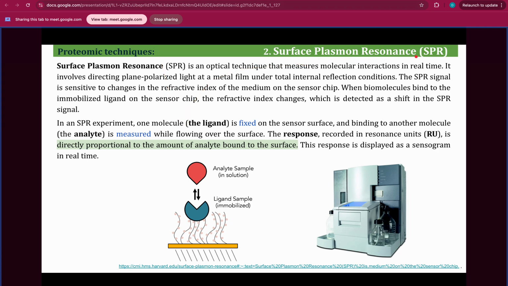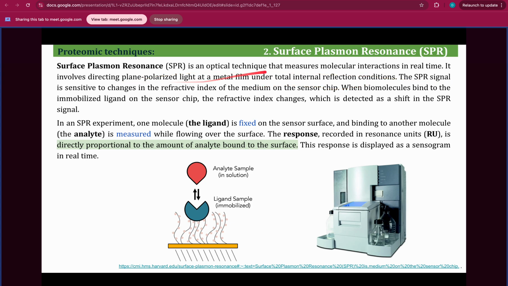As we previously discussed, this is for protein-protein interaction analysis, and what happens is there is a change in the refractive index. So it is an optical technique, because we are talking about how the refractive index changes in different mediums. It helps to measure molecular interactions in real time. Real time means that at the same time you are getting the signals. It involves directing plane polarized light at a metal film under total internal reflection conditions.